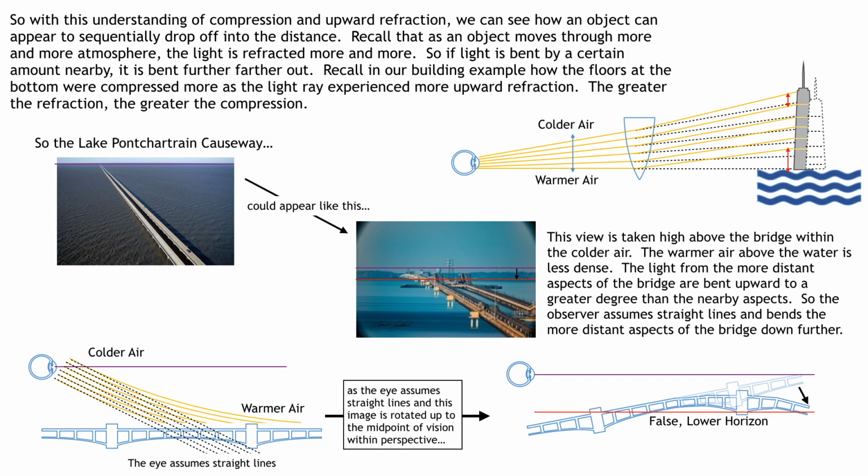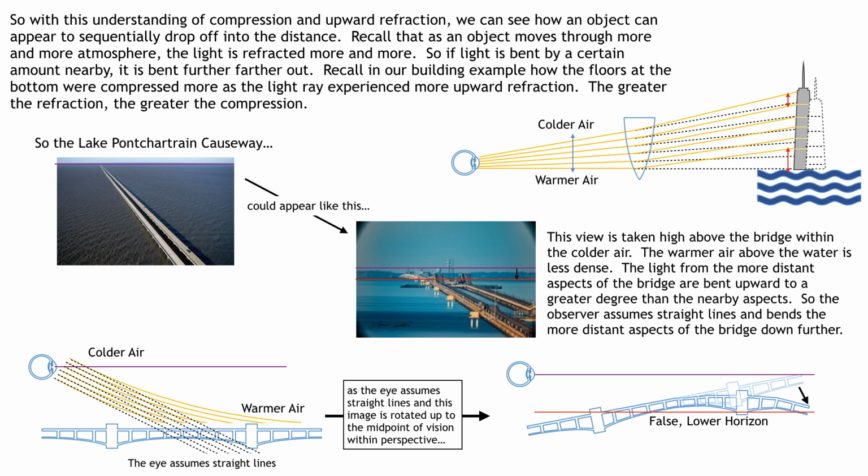So with this understanding of compression and upward refraction, we can see how an object can appear to sequentially drop off into the distance. Recall that as an object moves through more and more atmosphere, the light is refracted more and more. So if light is bent by a certain amount nearby, it's bent further out the farther out. So recall in our building example how the floors at the bottom were compressed more as the light ray experienced more upward refraction. Again, the greater the refraction, the greater the compression.